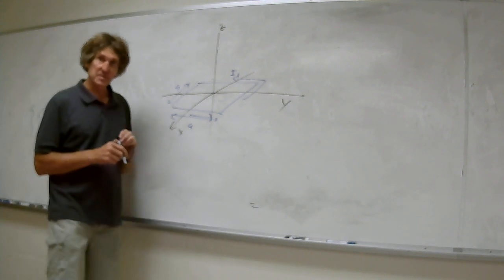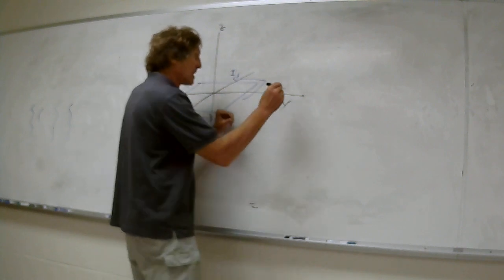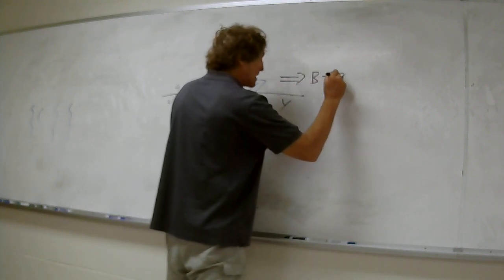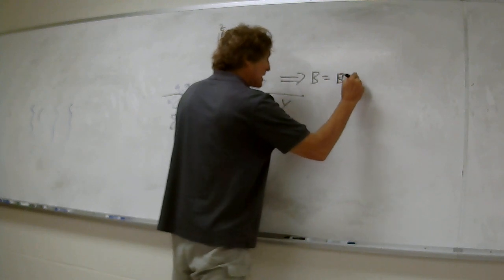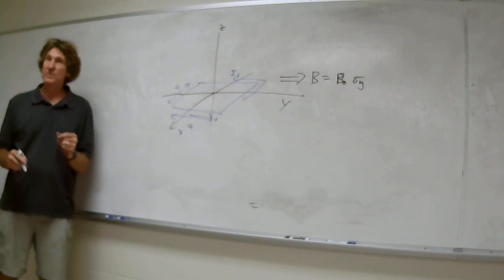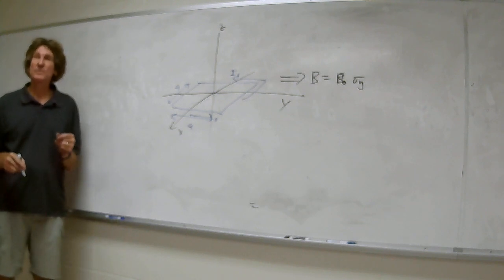So I'm going to do this, and I want you to watch me. I'm going to put a B field in this direction, so call it B0 AY. I want you to just think about this. We're going to designate the direction of the forces on this loop. Everybody with me?